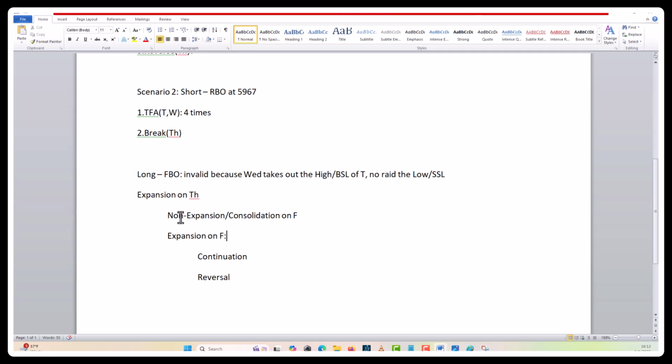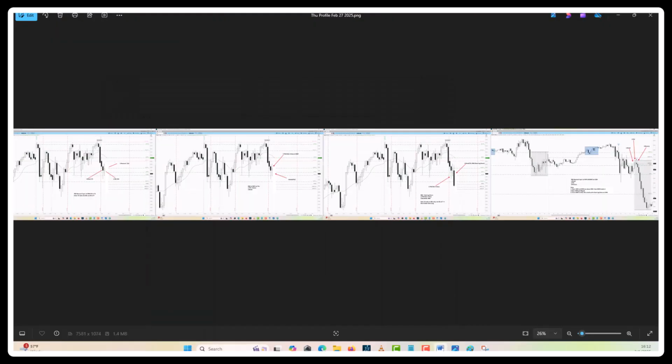So look at the charts. We're going to see if there's going to be a non-expansion move, consolidation on Friday, or if it's going to be expansion. And if it's going to be expansion, is it going to be a continuation of the direction of Thursday, or is it going to be the reverse? That's the detail that we're going to dive down into right here.